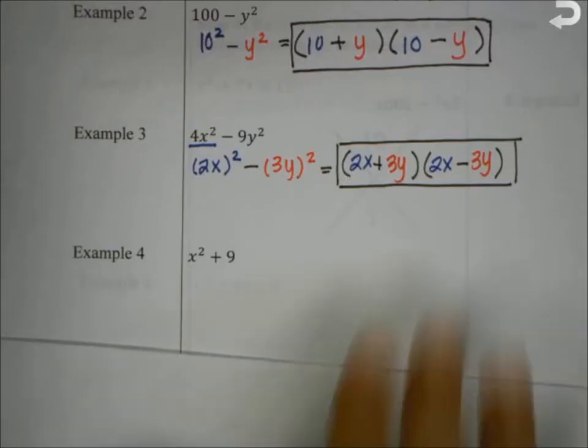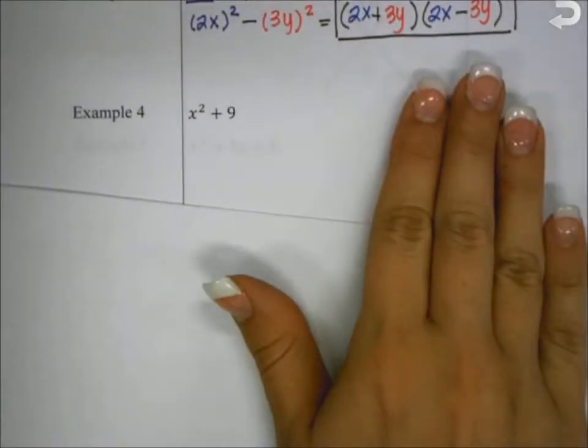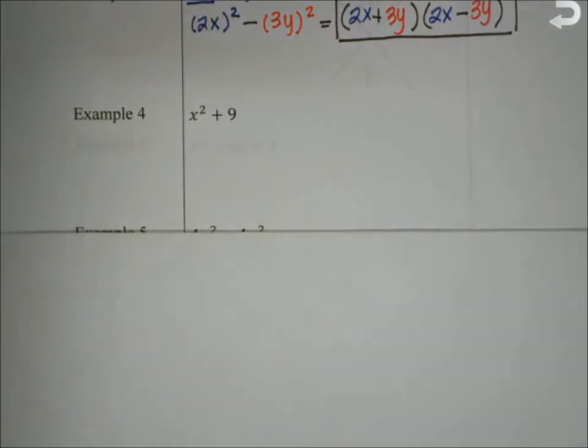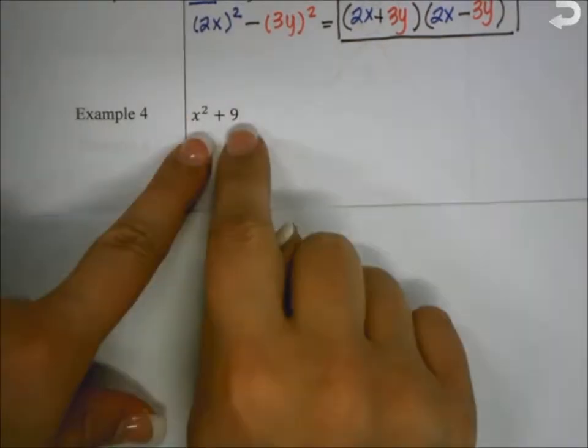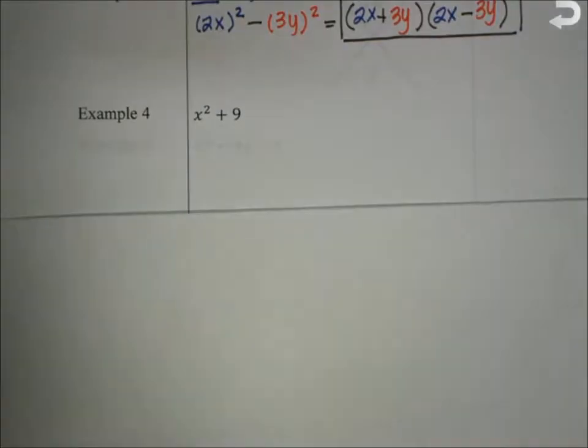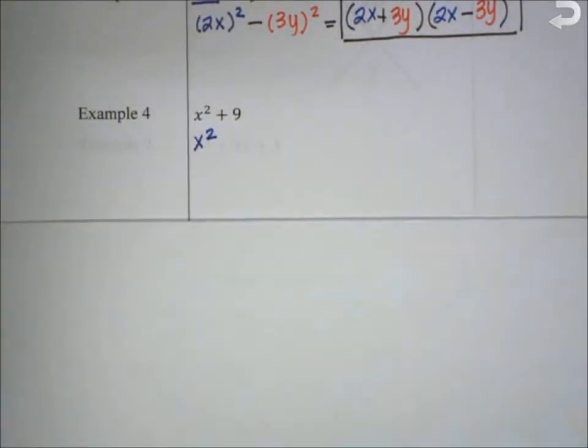Are these both perfect squares? Yeah. How does x squared break down? X times x, which is x squared, right? And what about 9? That's what? 3 squared. So it looks like difference of 2 squares to me, right? Yes or no? Yes.